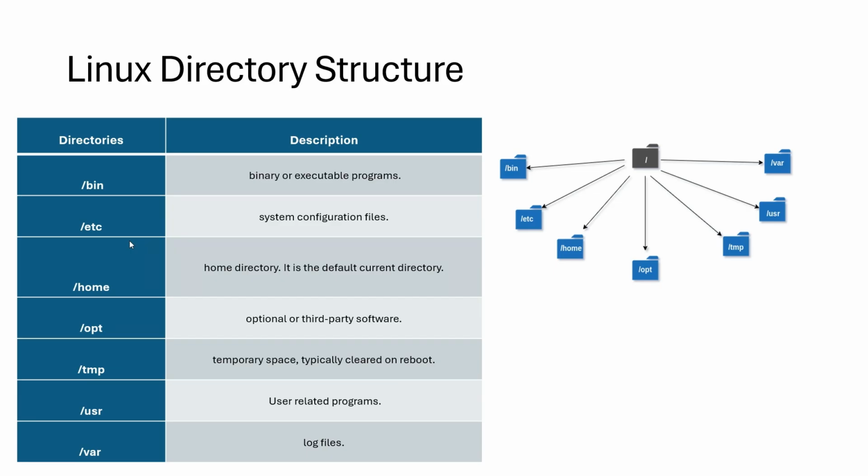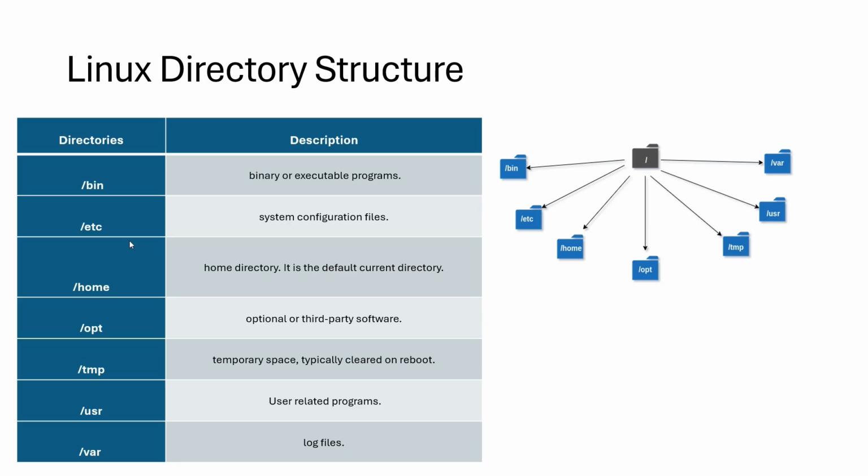So you remember slash bin, slash etc. Bin is for the binary. All the binary executable programs will be there. It's like the program files in your Windows machine. And slash etc is like system configuration files.